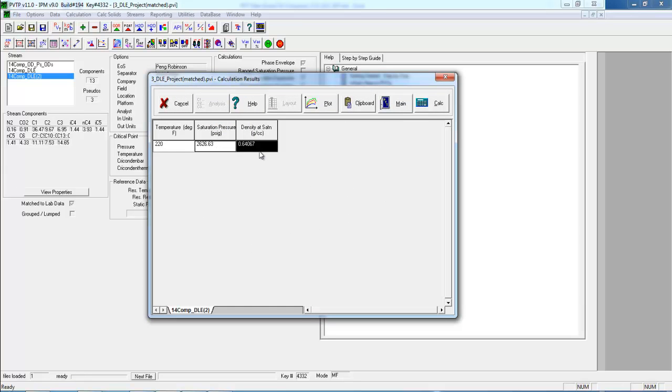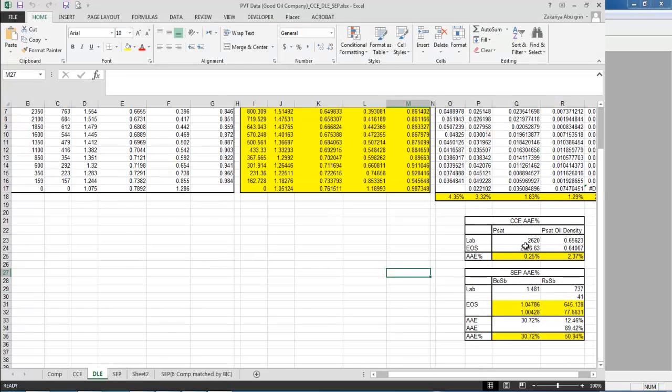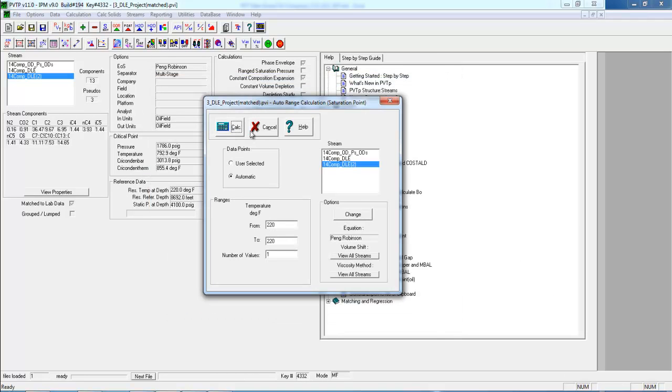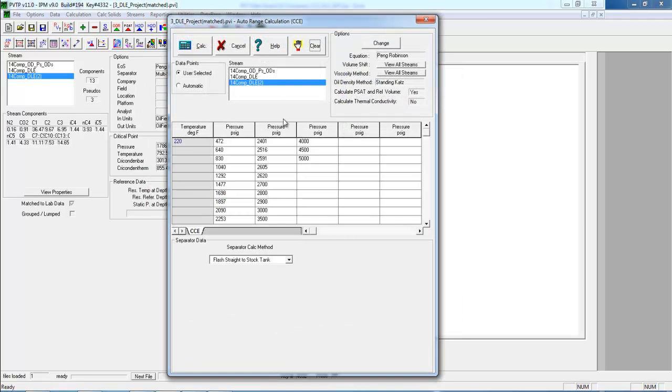So I have the saturation pressure and oil density at saturation pressure. This is the lab data, and this is equation of state. Now I will copy paste here. So this is the first step. The second one will be CCE.